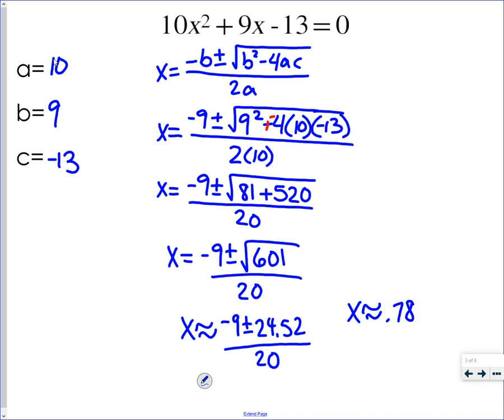When I use the subtraction, it'll be negative 9 minus 24.52, which is a negative 33.52, divided by 20 will give me negative 1.676, but it would round up to 1.68. So today we're going to be getting more of these kind of messy answers. Anytime we get something that's not a nice answer in the radical that's a perfect square, we're going to have decimals. That's what usually happens with the quadratic formula.